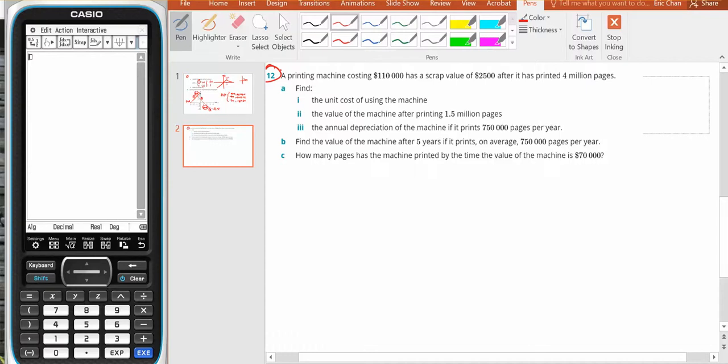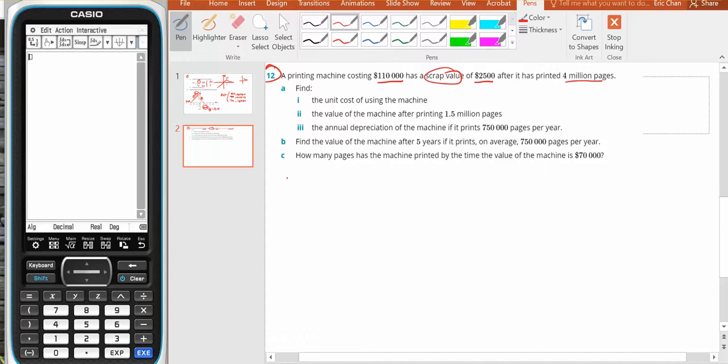Okay, so a printing machine costing $110,000 has a scrap value of $2,500. So scrap value basically means if the printer's broken and I can't fix it anymore, that's the price I can sell it for as scrap. And only after it's printed 4 million pages. So basically, the printer's useless after you've printed 4 million pages. So find the unit cost using the machine.